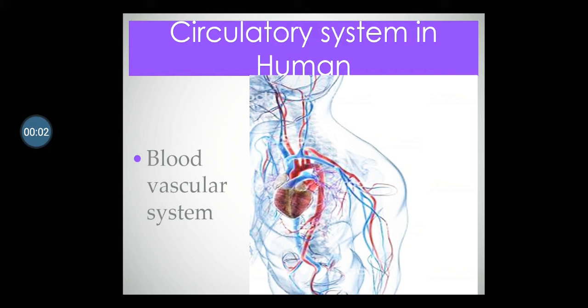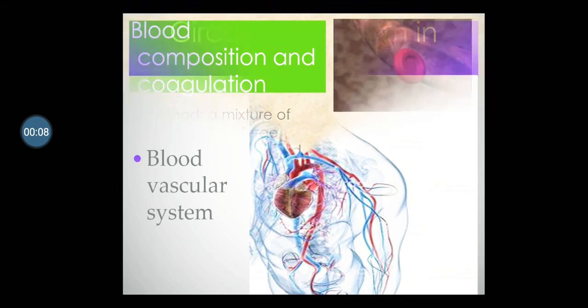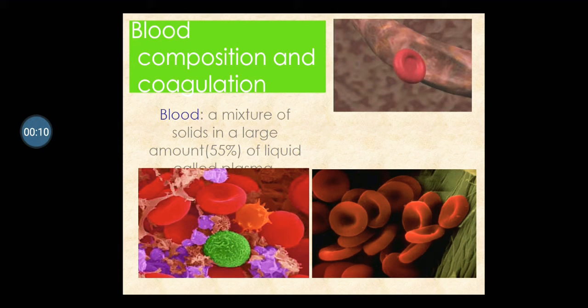Hello friends, let's see the circulatory system in humans, that is the blood vascular system. Let's see blood composition and coagulation. Blood is a mixture of solids in a large amount, and near about 55% is a liquid called plasma.